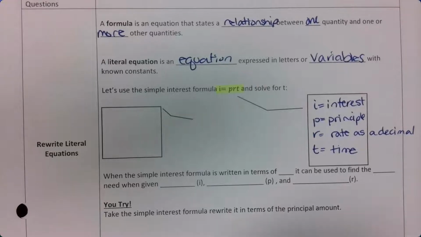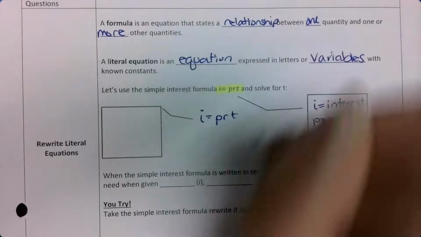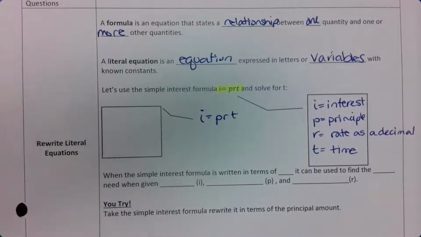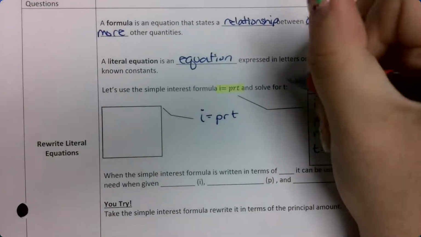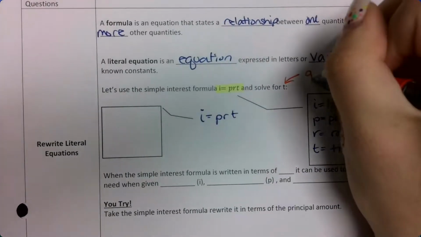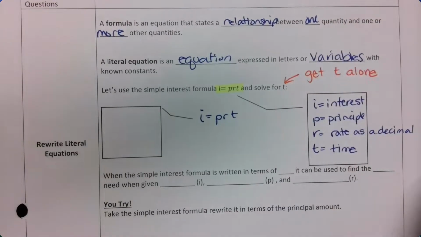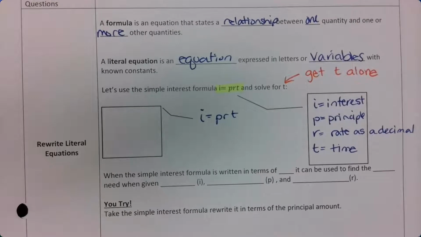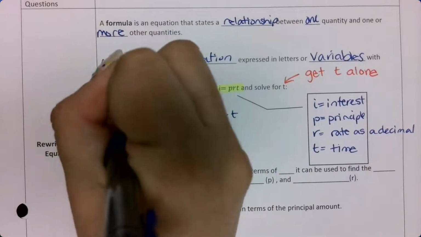Okay, so I'm going to copy this formula down again. What I want to do is solve for t. That means get the letter t all alone. So in order to do this, I want to use algebraic properties to solve for t.